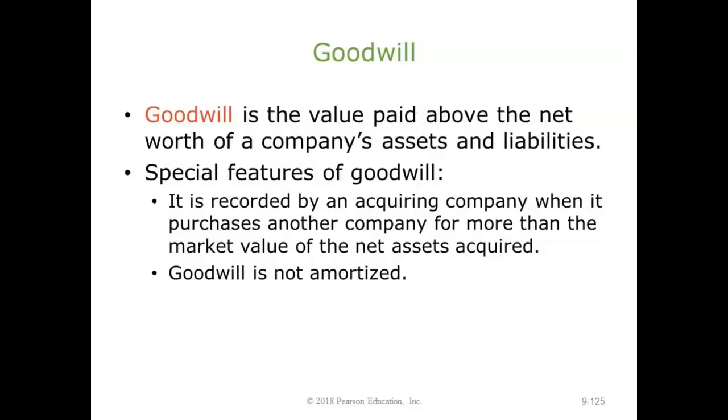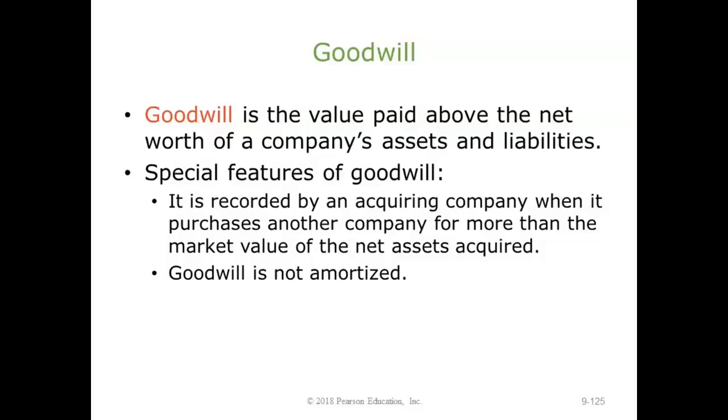And this is the value paid above the net worth of a company's assets and liabilities. Now, usually you're going to record goodwill when you buy another company. So in this case here, suppose I went out and bought the Jackson Company. Now, I looked at the value of the assets and liabilities of the Jackson Company and determined it's about $600,000. Well, I turn around and pay the Jackson Company $1.6 million for the value of the company.